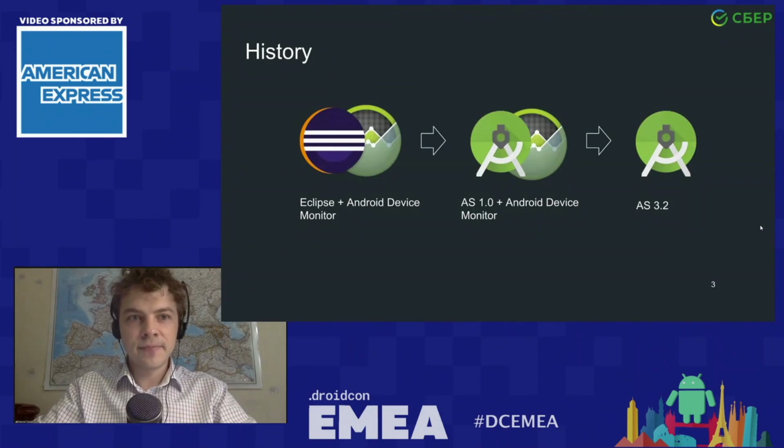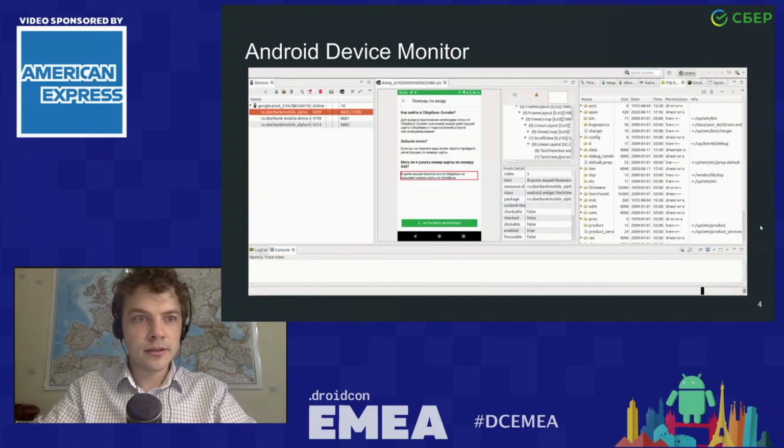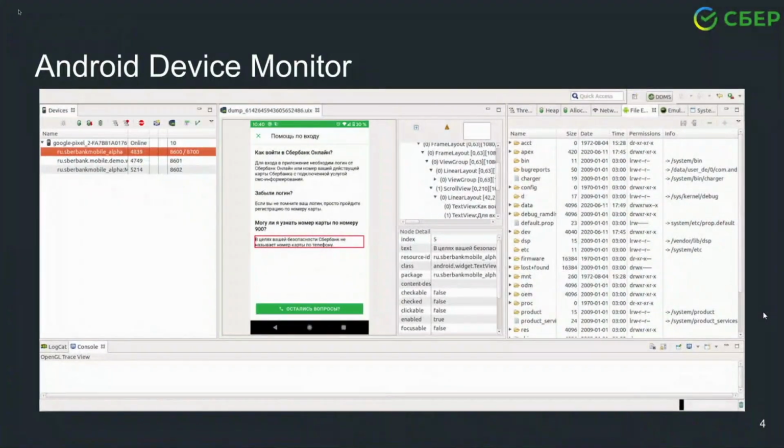The history. When Android came out, the official IDE for application development was Eclipse. All the advanced debugging features were provided as a set of tools in the SDK. One of the most useful tools for day-to-day development was Android Device Monitor. Let's see how it was looking. This is a standalone application with the following features, like layout inspector that you can see here, network analyzer to the right, and file explorer, allocation tracker, some memory debugging stuff.